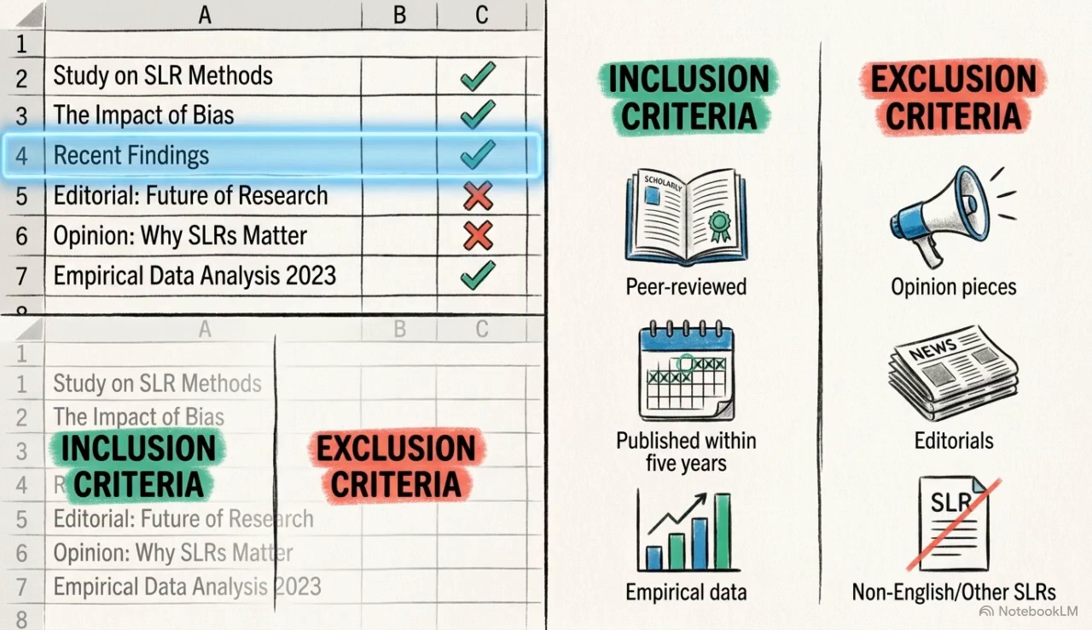Once you have your protocol, you must define your eligibility criteria. These are the strict rules that determine which pieces of literature survive the screening process and which get thrown out. First, establish explicit inclusion criteria, mandating a paper must be peer-reviewed, published within 5 years, and contain empirical data. Then, define exclusion criteria to ignore opinion pieces, editorials, non-English publications, and other SLR articles.